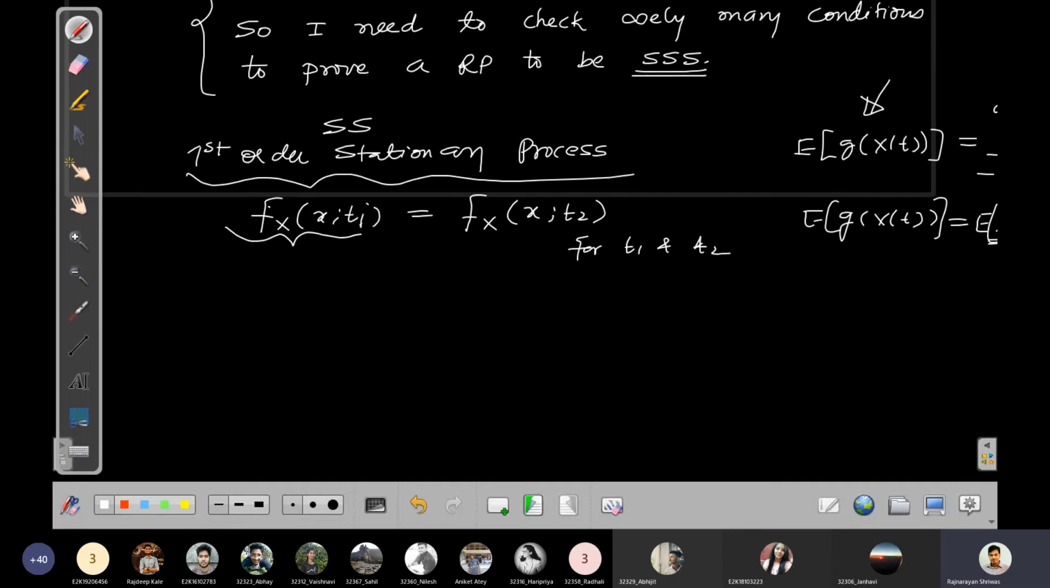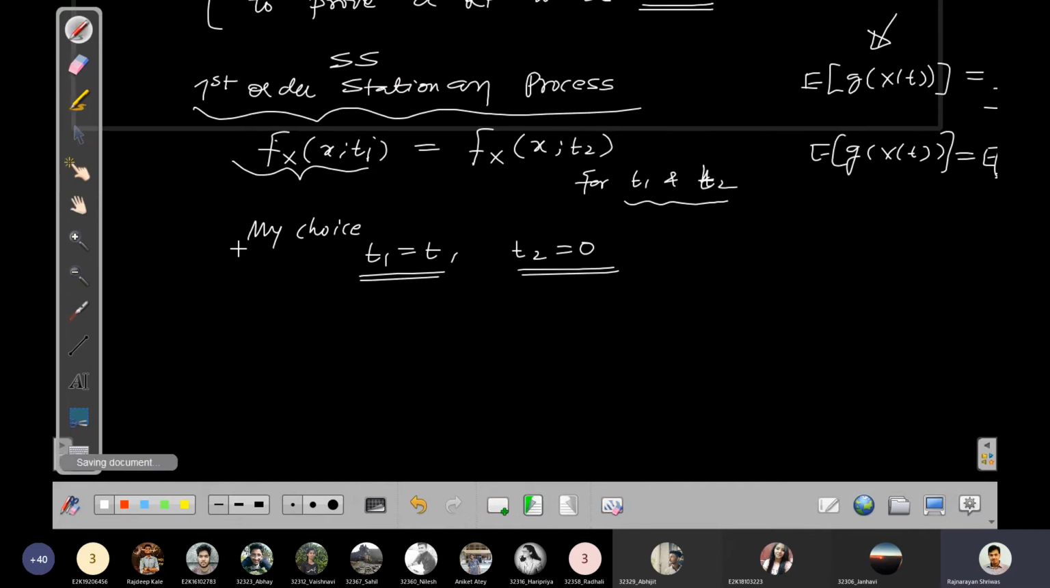Why do I choose this? So my choice will be this one. My choice will be t1 will be t, and t2 will be 0, because you are saying that it is true for all times t1 and t2. So my choice is t1 equal to t and t2 equal to 0.